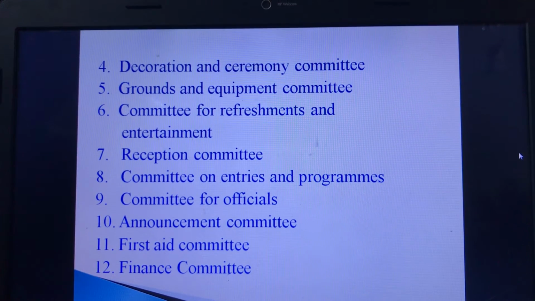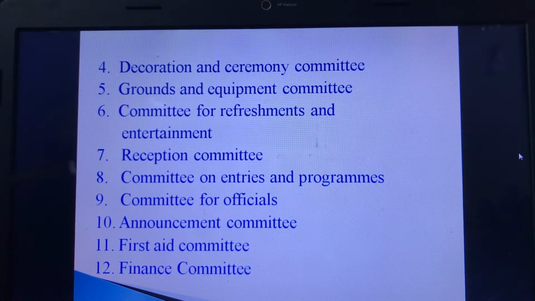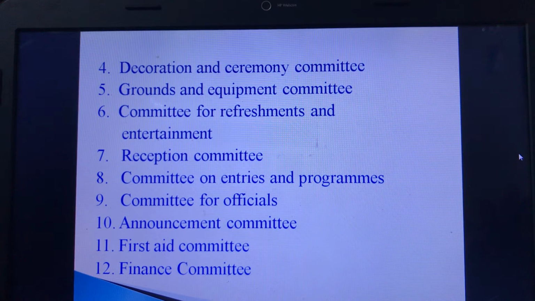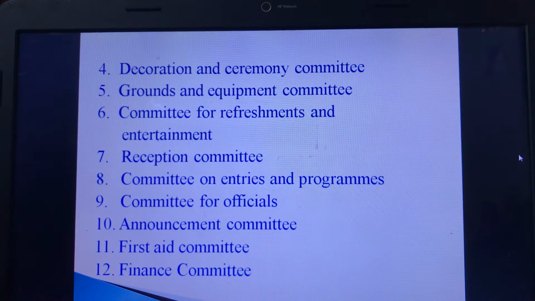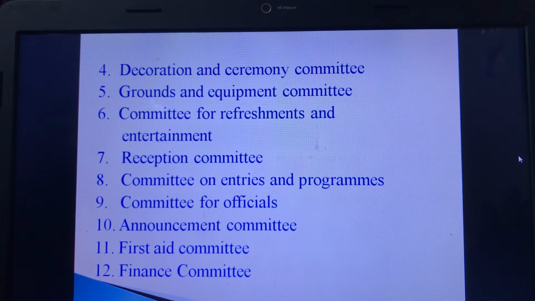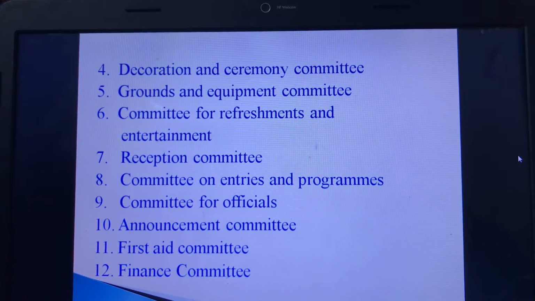So these are all the committees we learned. Very important, all the 12 committees to conduct a sports. When you form these 12 committees before conducting a sports or any tournament, it can be a very successful event. And we will move to the next topic.